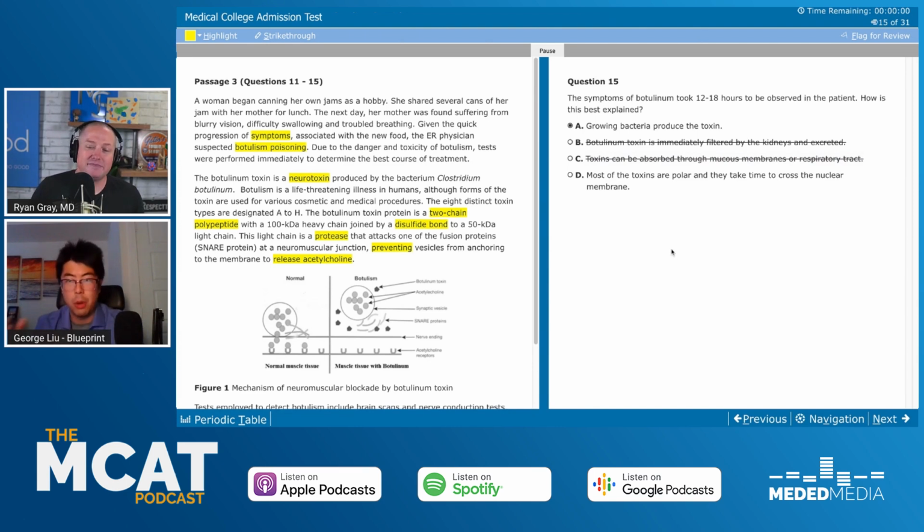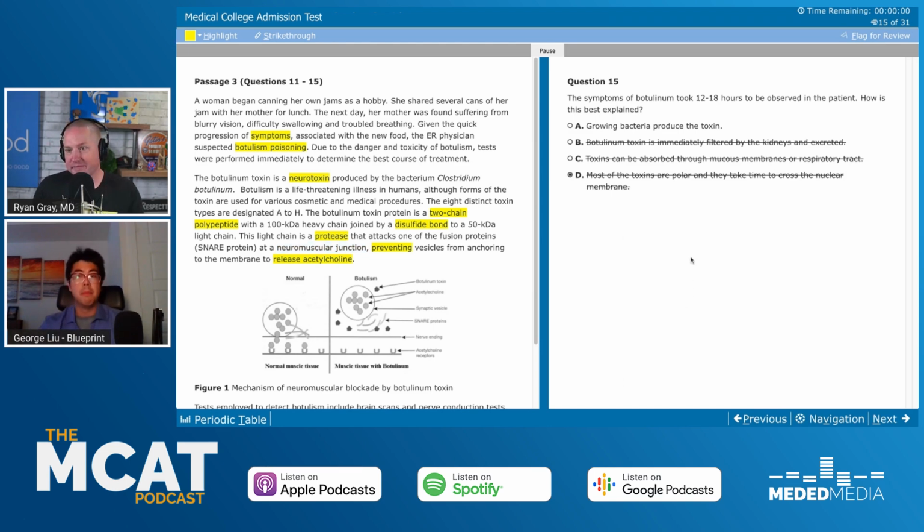D, most of the toxins are polar, maybe, okay, and they take time to cross the nuclear membrane. If we think about polar versus non-polar things, the classic thing to remember is that to get from extracellular to intracellular, it has to be non-polar, right? Non-polar things like your cholesterol or your steroid-based hormones are the things that are going to come across your membrane and go towards your nucleus. Which big toxin is ever going to cross your membrane and get to your nucleus? None. The other thing is that our toxin, they specifically mention, acts at the neuromuscular junction, so outside of your cells. So it doesn't go to your nucleus. We can get rid of D as well.